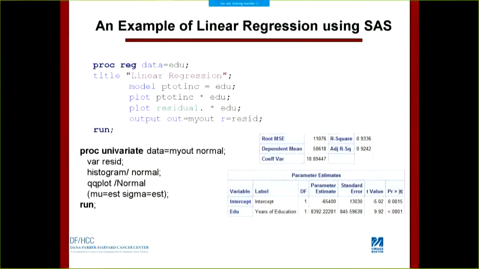Okay. So for the linear regression, I will present the SAS program here. We can use PROC GLM, and we can also use PROC REG. Here it is PROC REG, with data equal to edu. I import the educational data here, and I use the title command and the model, which is the personal total income equal to the years of education, and I'm going to plot the personal total income versus years of education, and then do the residual plot here.